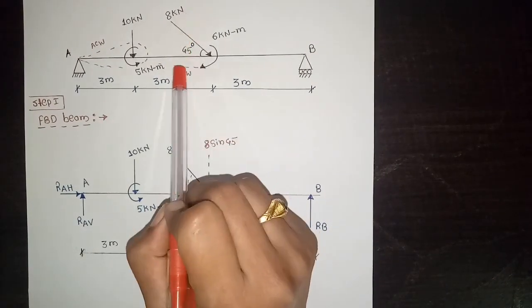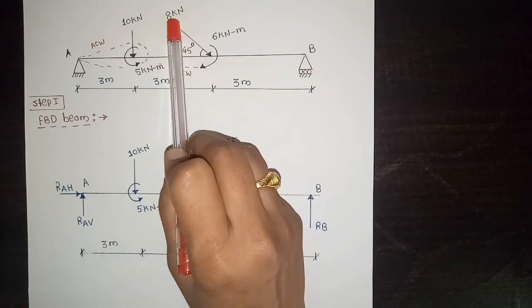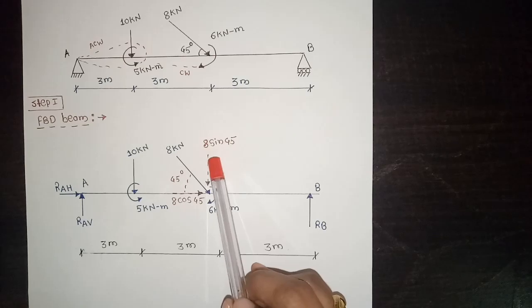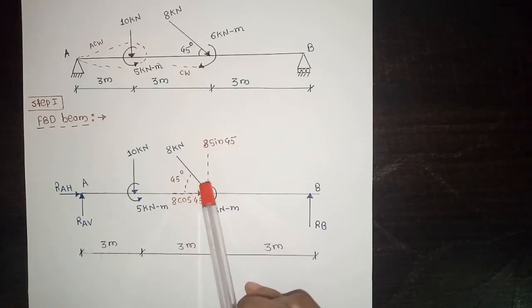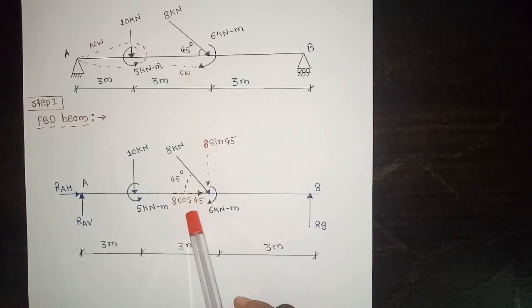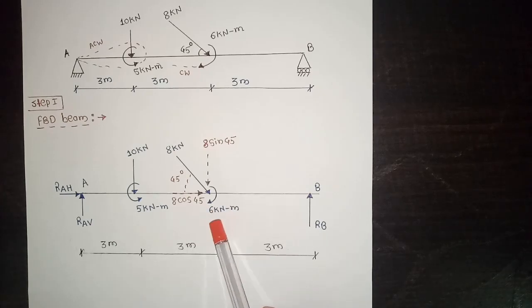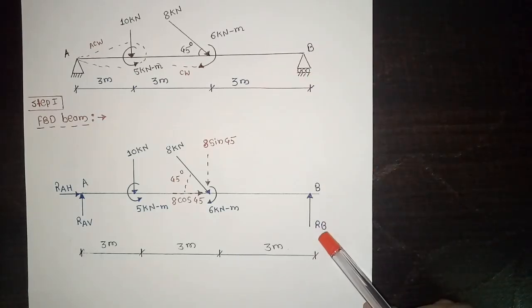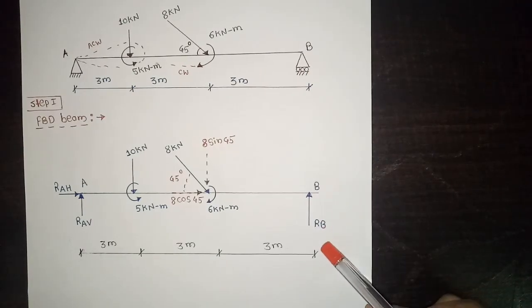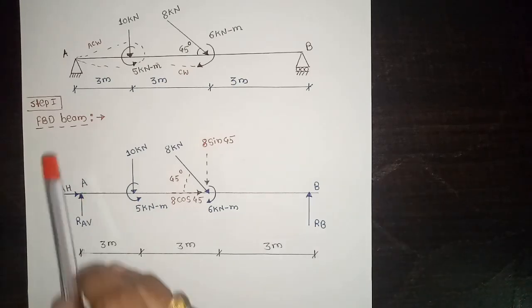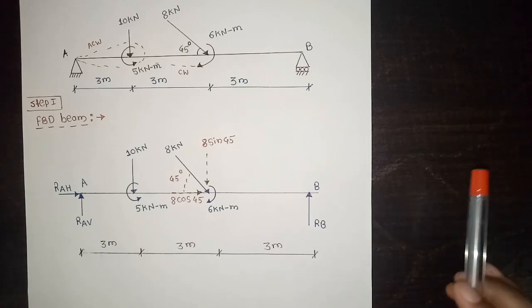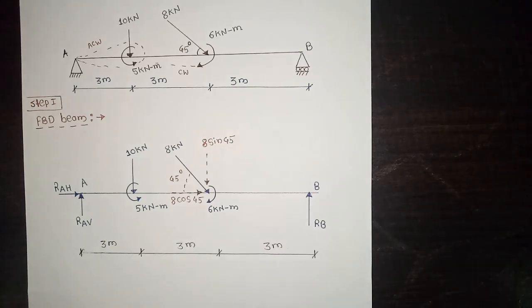8 kilonewton force. This is the inclined force, so it is resolved into two directions. For vertical 8 sin 45 and for horizontal 8 cos 45. This is 6 kilonewton meter, couple as it is. For roller support we have to calculate only one reaction, that is vertical, and distances as they are, 3 meter, 3 meter, 3 meter. This is the first step.